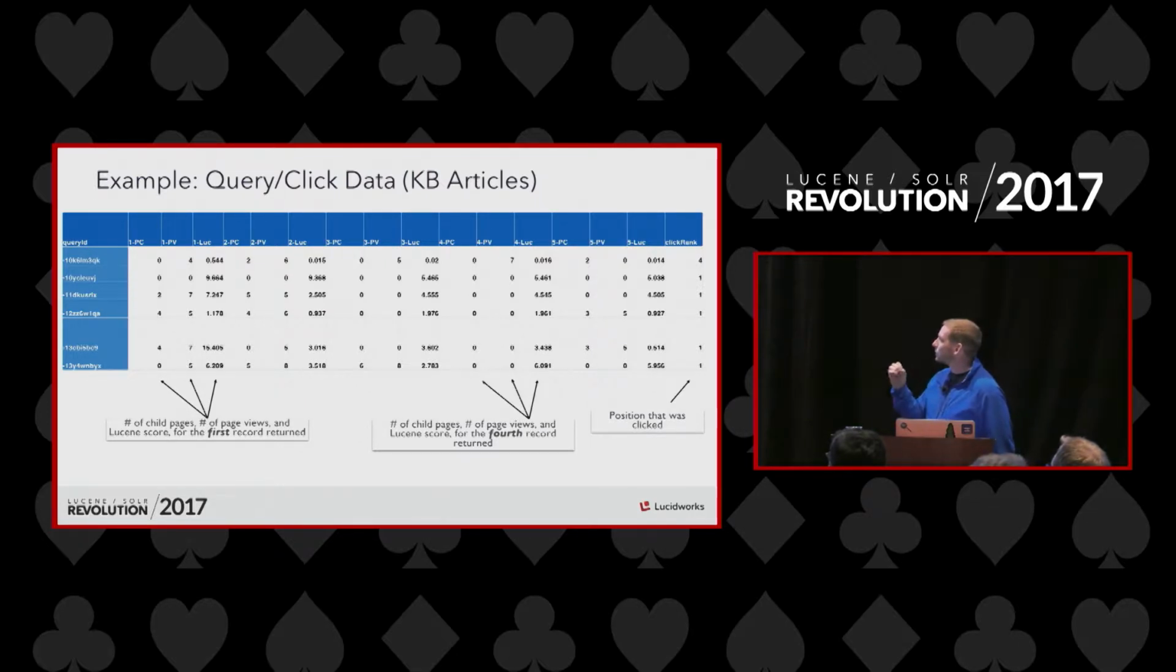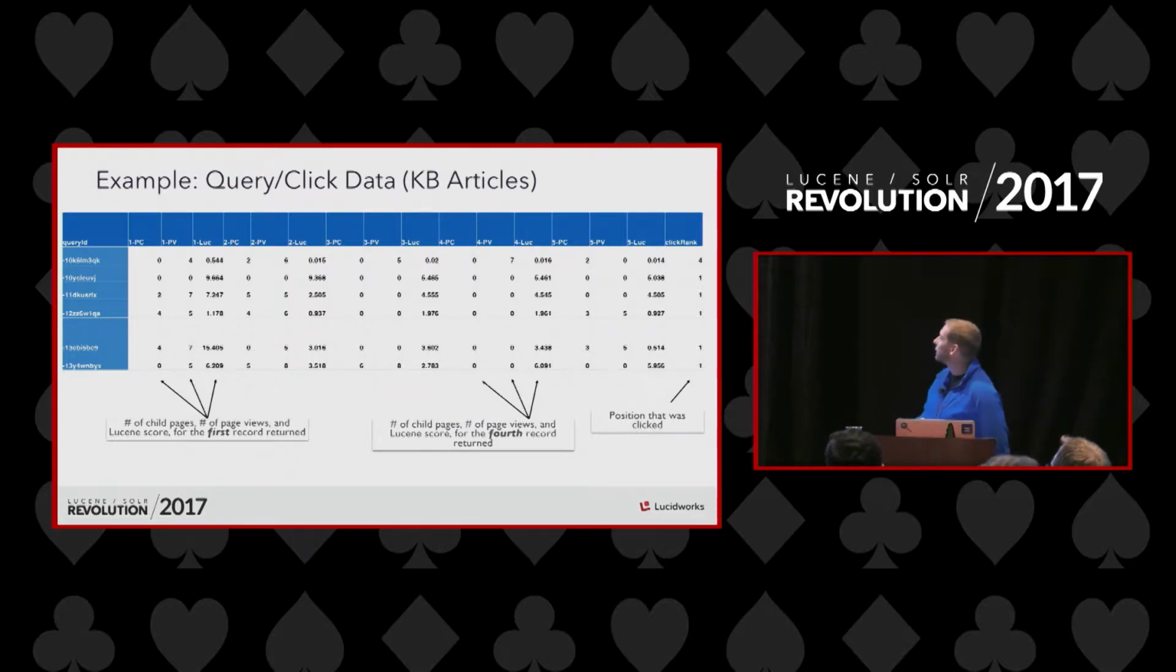And each of those results has 3 relevance features. One of them, in this example, is the Lucene similarity score. One of them is a number of page views, or some scaled number of page views. And one of them is a number of inbound links. PC stands for parent-child. So for query 1, I've got a PC, PV, and Lucene score for the first record, and then I've got a PC, PV, and Lucene score for the second record, up to the 5th record.